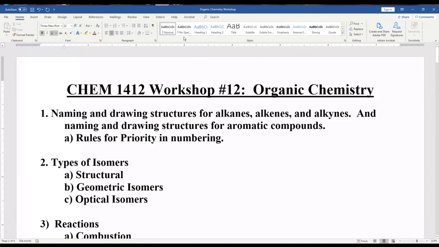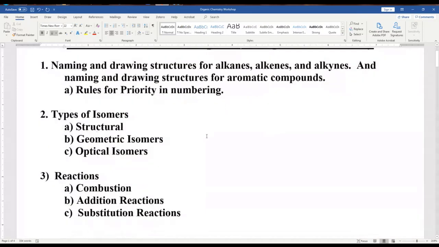So this workshop, we are going to focus on naming and drawing structures for alkanes, alkenes, and alkynes, naming and drawing structures for aromatic compounds, and a big part of that is knowing how to assign priority in terms of where do you start numbering the chain, because that will determine what type of name you give it. Also, we'll be discussing types of isomers and how to distinguish between them, and we'll be going through some of the basic fundamental reactions.